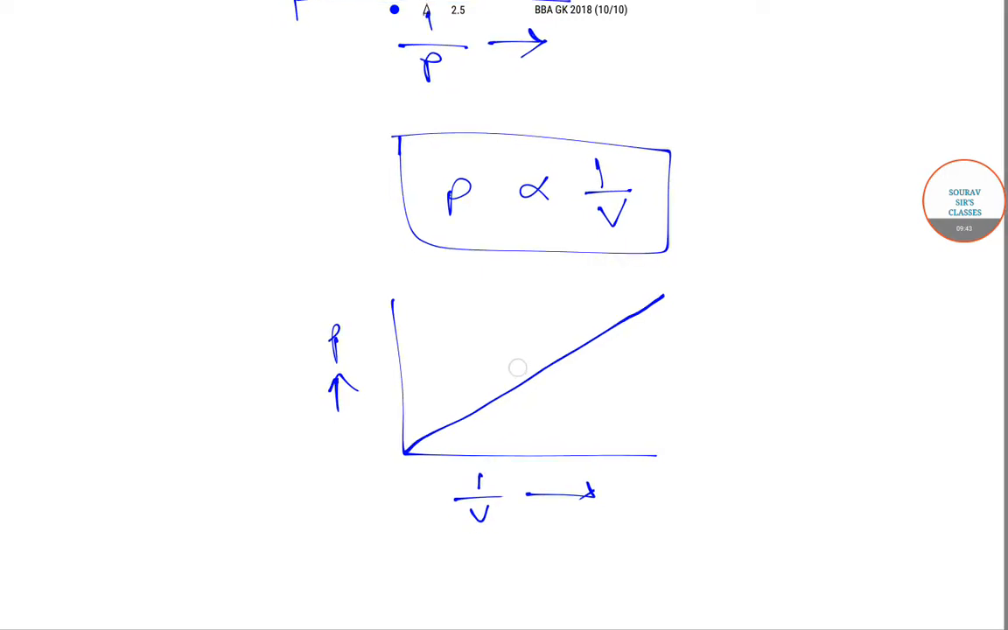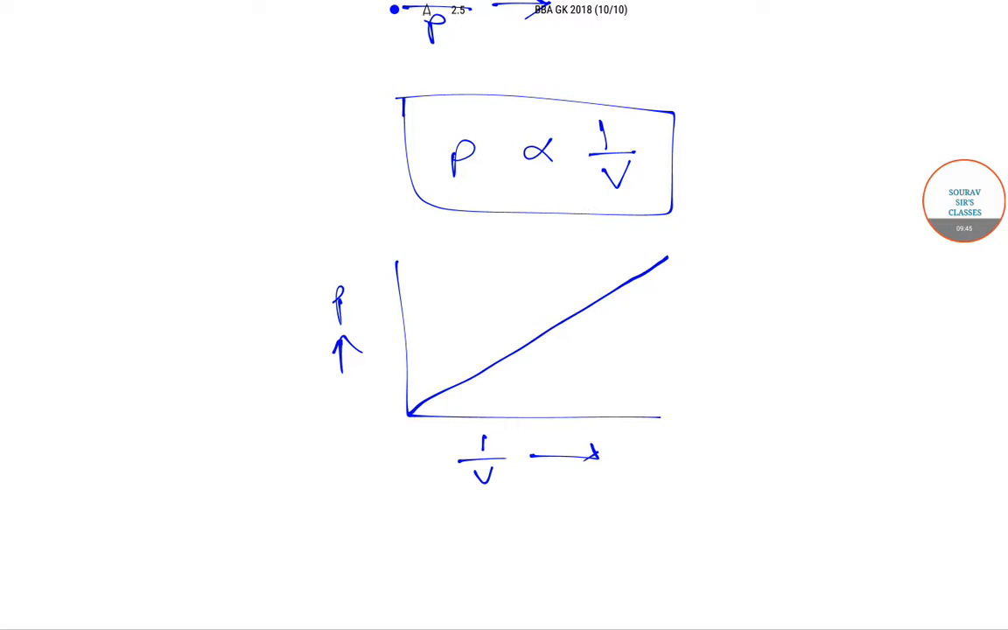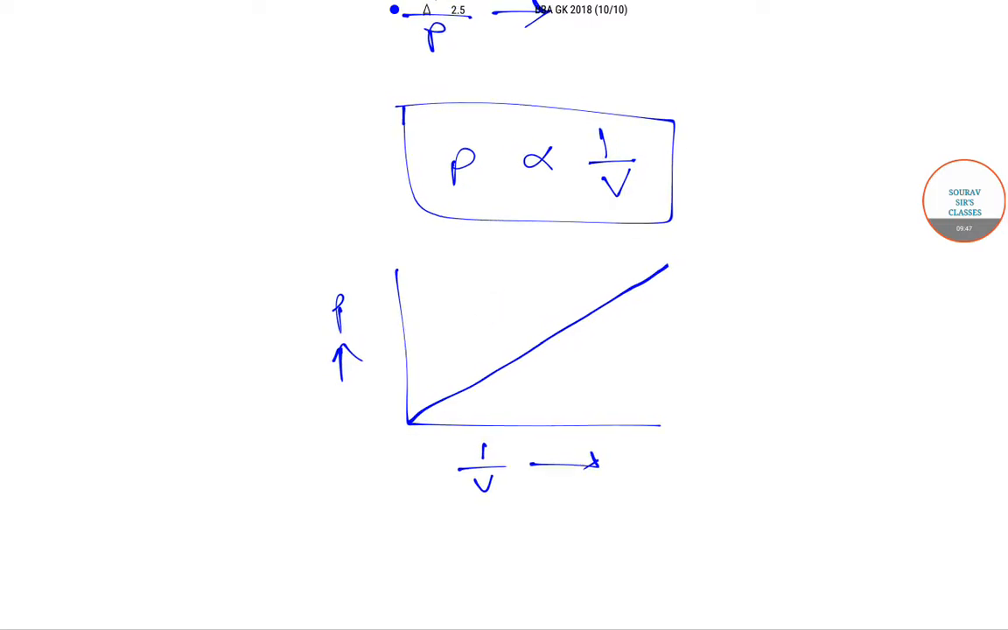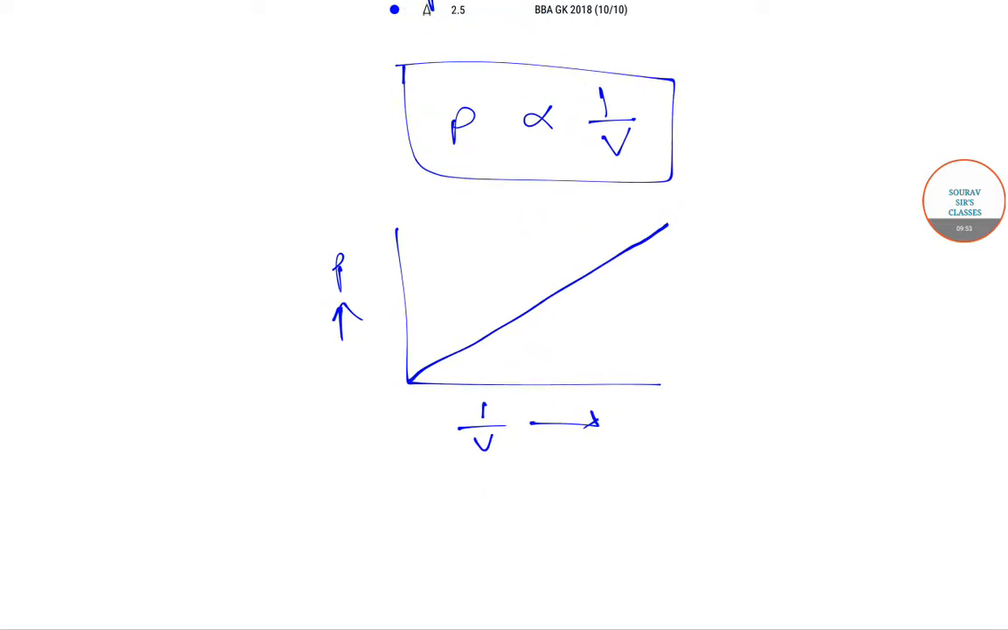So this is the P versus 1 by V or V versus 1 by P graphical representation. Now let's move to the next representation in graph, that is the representation in terms of Boyle's law. Let's see the next one.